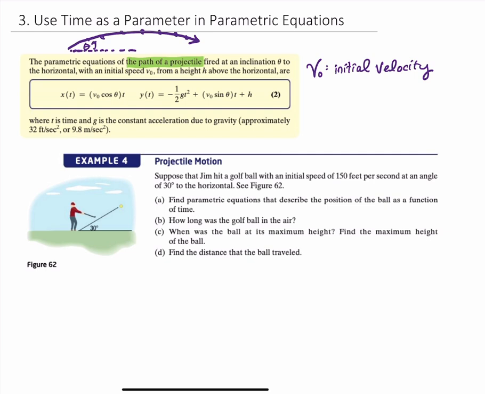And then y of t is defined as negative 1/2 g times t squared, where g is our acceleration due to gravity. So that's defined as 32 feet per second squared, or 9.8 meters per second squared. Plus our initial velocity times the sine of the angle in which it's fired, times t, plus h, which is the initial height.